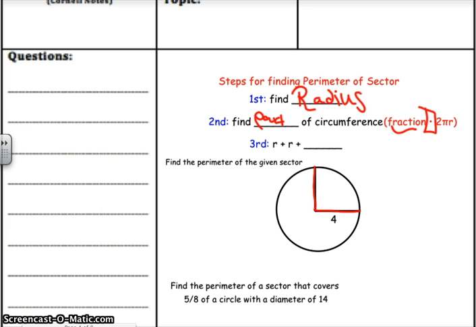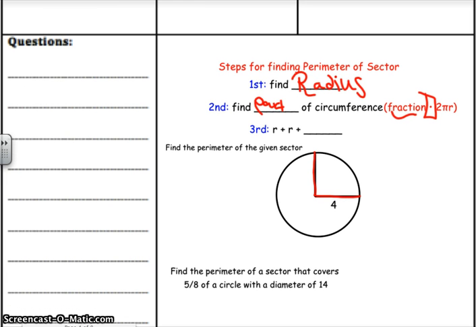And the whole circumference is 2 pi r. So you're just taking a fraction times the whole circumference, and that'll give you your part. Or you can just divide it, depending. You can just divide it if it's half or a fourth, but if it's 3/5, you can't divide it. Okay? All right, so then it goes radius plus radius plus the part of the circumference.